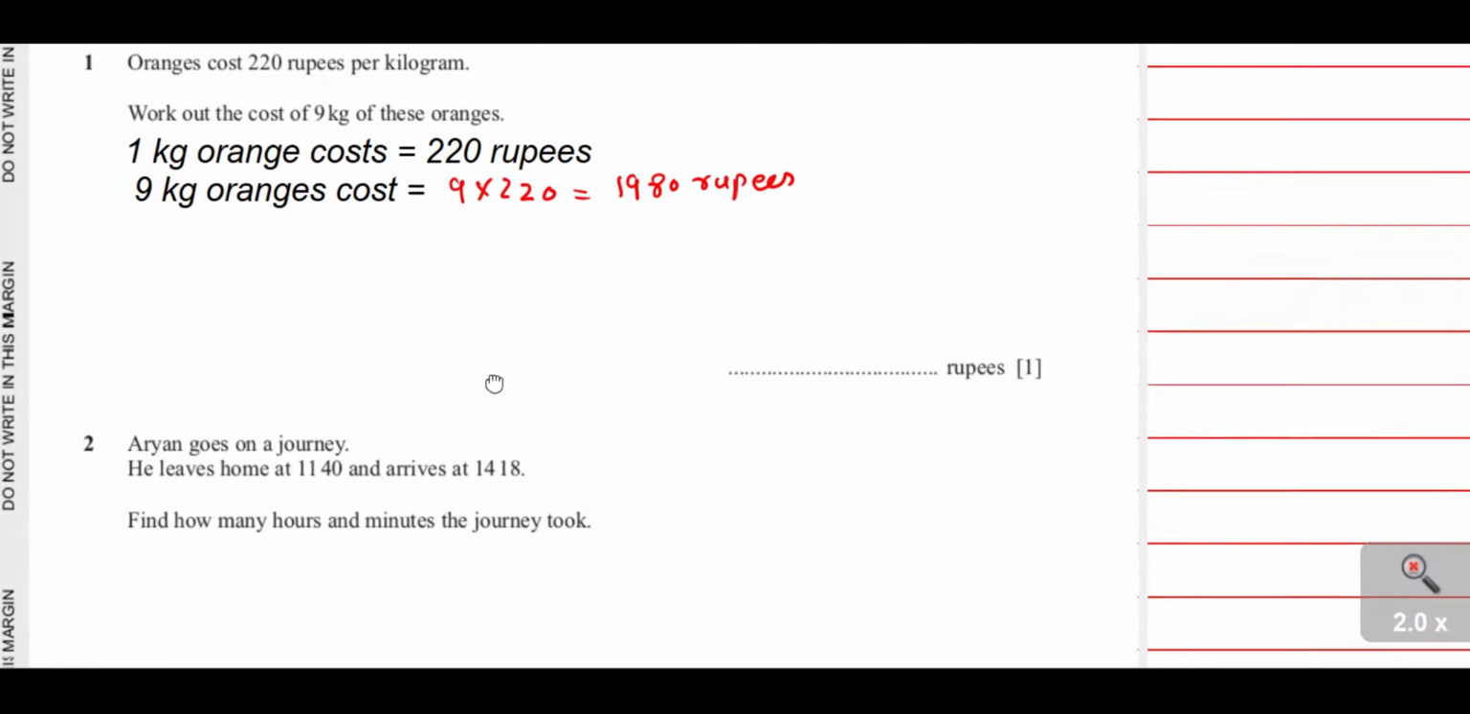Question number 2. Aryan goes on a journey. He leaves home at 11:40 and arrives at 14:18. Find how many hours and minutes the journey took. Look here, arrival time is 14:18 and departure time is 11:40. We get the journey time if we subtract arrival time minus departure time. Here we have to subtract 40 from 18, and 18 is a smaller value. Therefore, we take 1 hour from here.